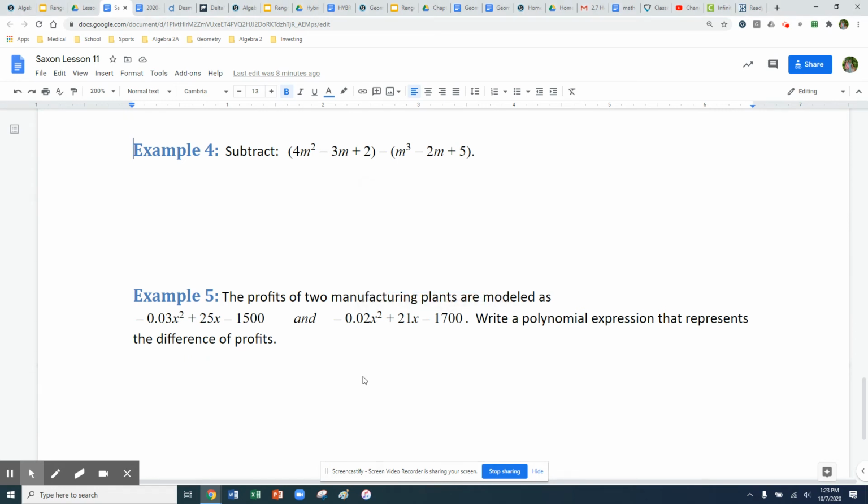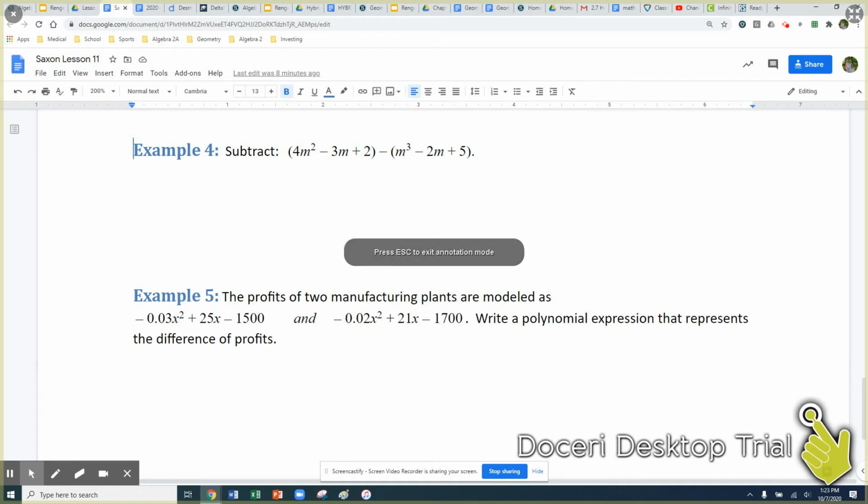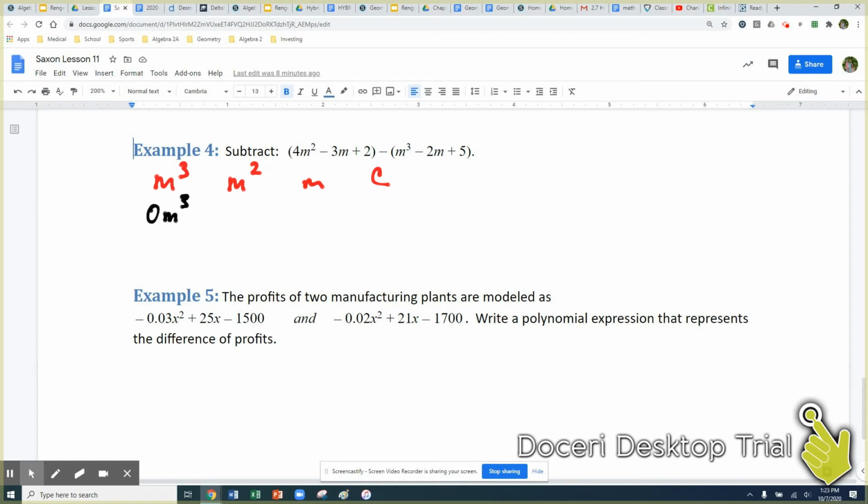Yeah. So again, same process with subtracting. We'll look at what is the highest degree. We've got an m to the third. So I'll put an m to the third column, an m squared column, an m column, and a constant column. So I look at my first polynomial. I do not have an m to the third, so I'll just put a 0 m to the third. That'll be my m to the third term.